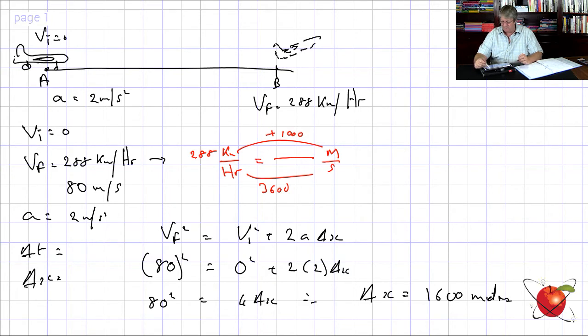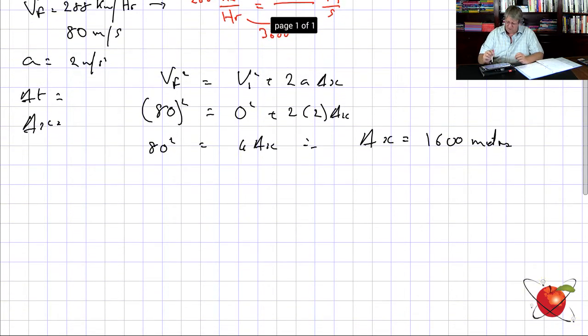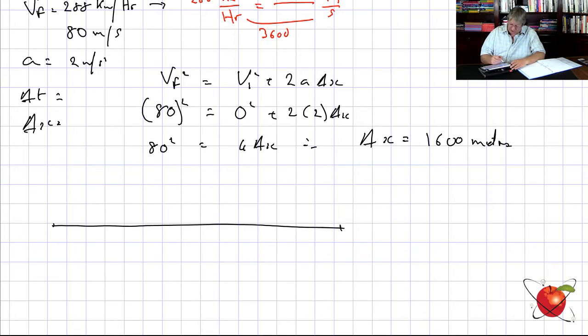1600 meters. Okay. Straightforward. Now, the next thing they ask us for is, what is the length of runway needed to land? Well, let's now do the drawing the other way around. There we go. I'm not going to do B to A, but here we've got the aeroplane coming in.